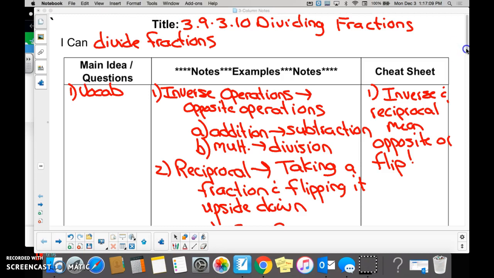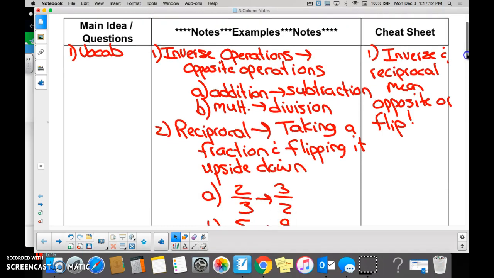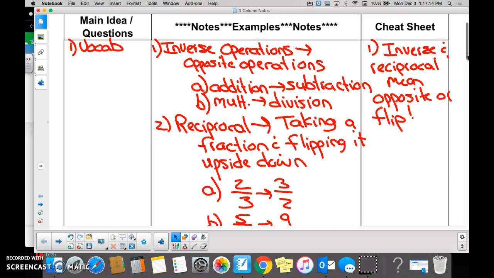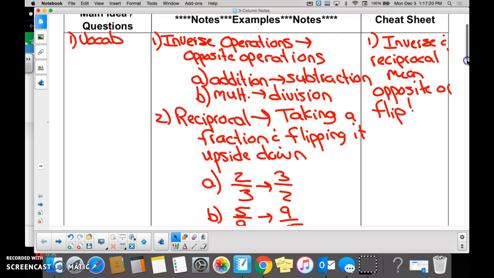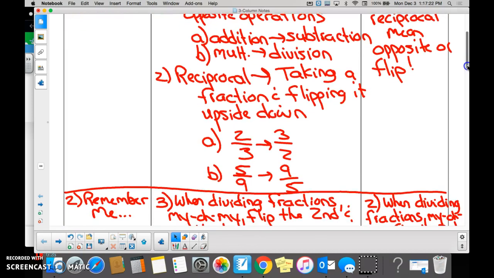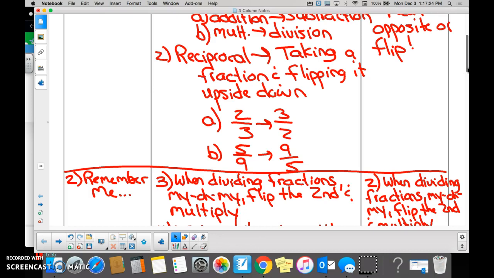Good. So we talked about inverse and reciprocal. They basically mean one word. Inverse and reciprocal mean to flip. Everyone say it louder. Flip. Okay. So an example would be 2/3. If you flip it, it becomes 3/2. An example would be 5/9. If you flip it, it becomes 9/5.